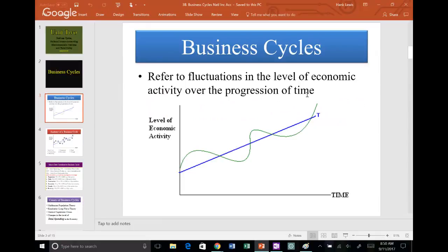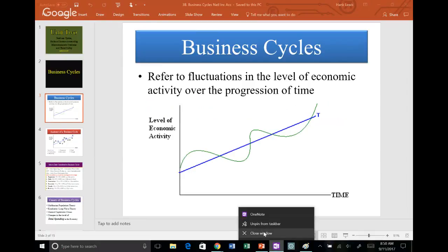Business cycles refer to fluctuations in the level of economic activity over the progression of time. What we see over here is a nice generic business cycle, and you notice it's rising, it's peaking, it's dropping, it's bottoming out and rising again and so forth. But the problem with this business cycle is, well, using the models at hand, it's a little bit too smooth. And one of the big problems with business cycles is the name seems to imply some kind of regularity, and business cycles are highly irregular.